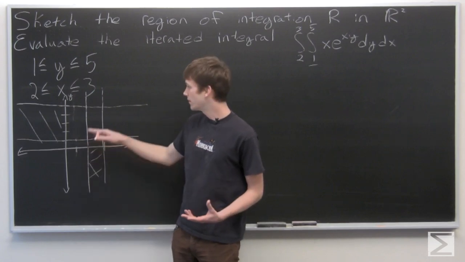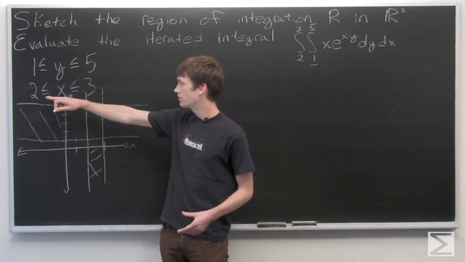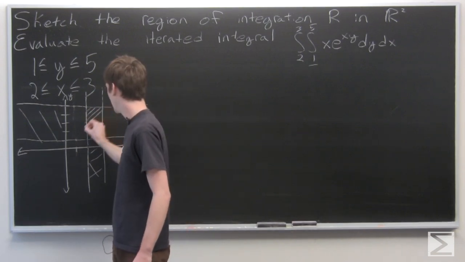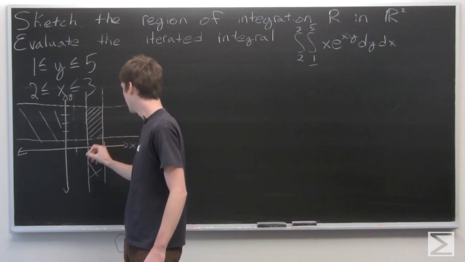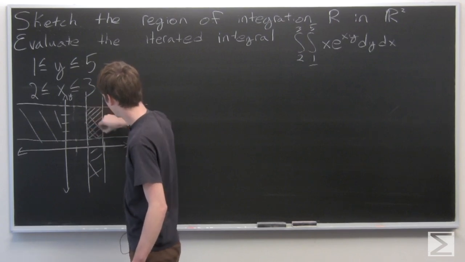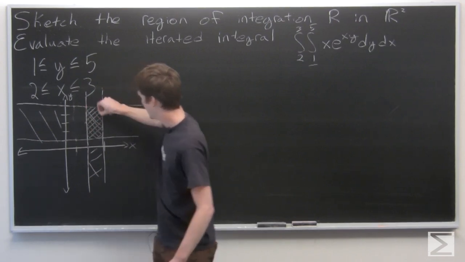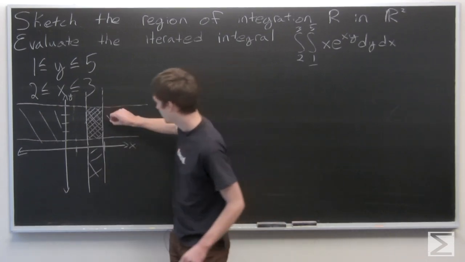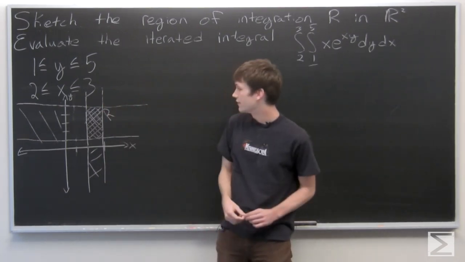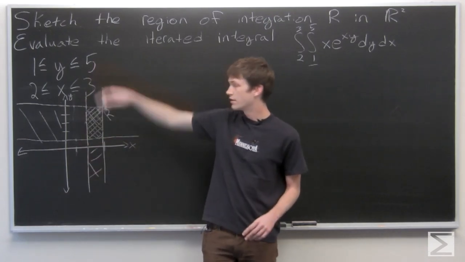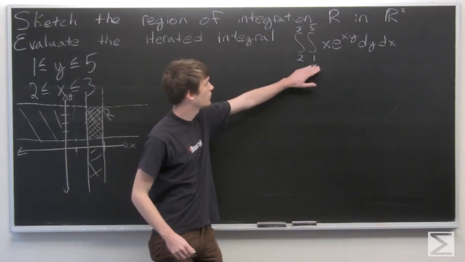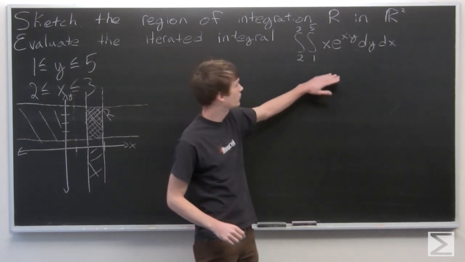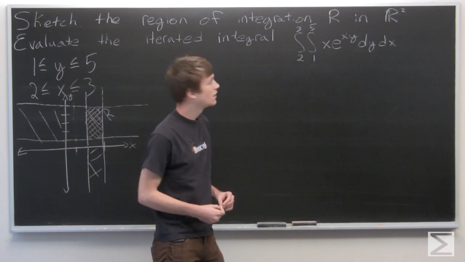So we want the area in which both of our constraints are satisfied. So that's going to be where our two areas intersect, and we get this rectangular region in the first quadrant. So that's our region R of integration, and we want to now evaluate our iterated integral, which was given to us. So we can do that by breaking our problem up into two integrations.